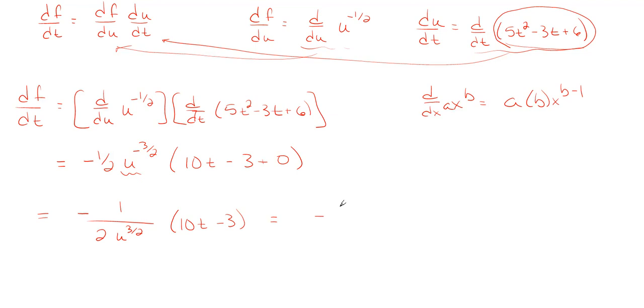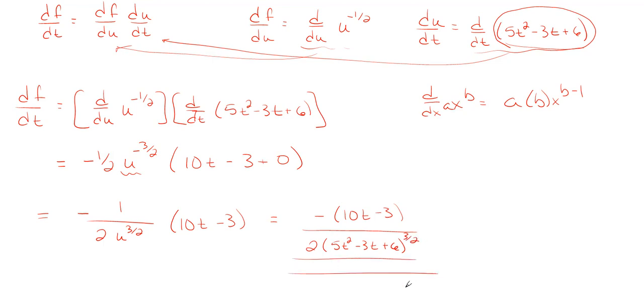So we end up with a minus 10t minus 3, which you could take the negative sign through there if you wanted to, all divided by 2 times 5t squared minus 3t plus 6, and all of that is to the 3/2 power. And that would be your derivative for that beginning expression. And that's how you utilize the chain rule in order to solve that.